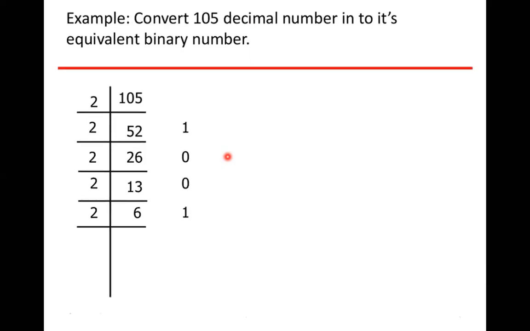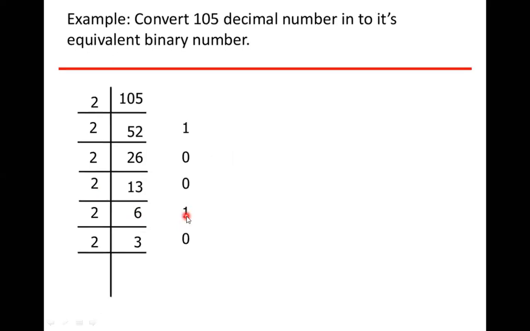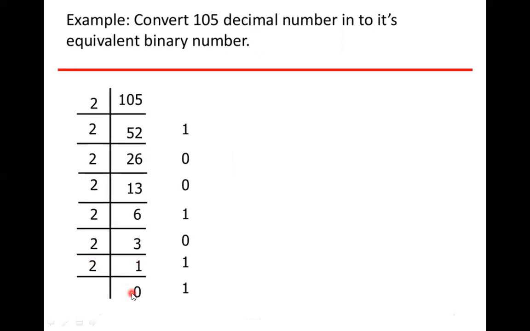Again 6. I hope you can see this. 2 6s are 12, 1 is the remainder. Again divided by 2, so 2 3s are 6, 0 is the remainder. Then you got it in 1 and 1. So again if you divide it, 2 zeros are 0, so the remainder will be 1.